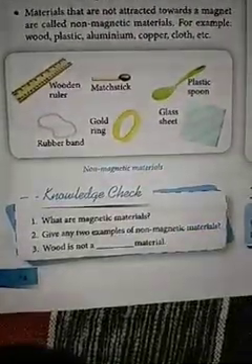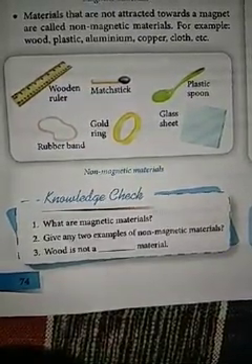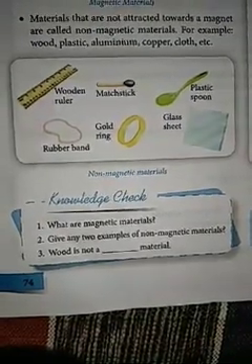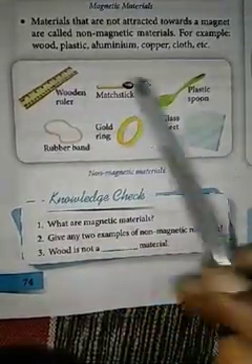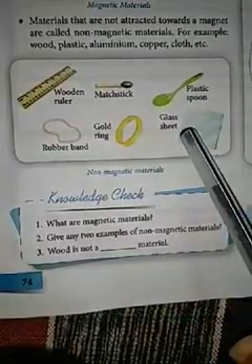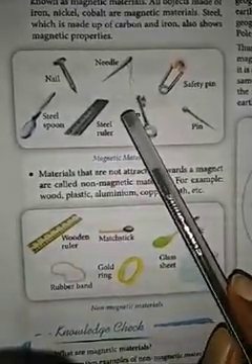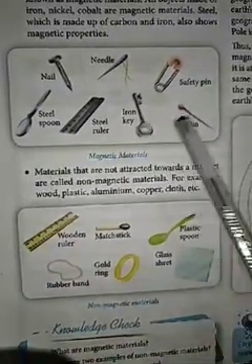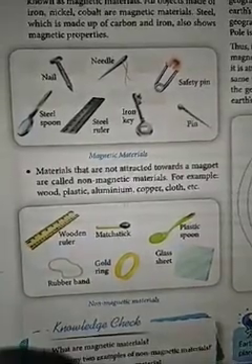Materials that do not get attracted towards a magnet are called non-magnetic materials. For example, wood, plastic, aluminum, copper, cloth, etc. These are the examples of non-magnetic material: wooden ruler, matchstick, plastic spoon, glass seat, gold ring, and rubber band. These are the examples of magnetic material: iron nail, steel spoon, steel ruler, iron needle, iron key, pin. This pin is made up of iron, safety pin, etc.